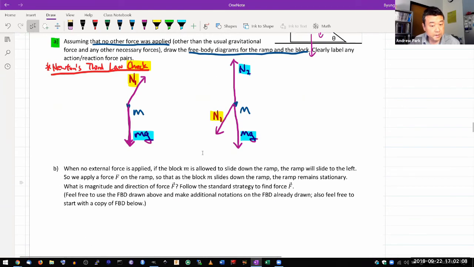So it says, when no external force is applied, the block M is allowed to slide down the ramp. The ramp will slide to the left. Right, what I was talking about. So we apply a force on the ramp so that as block M slides down the ramp, the ramp remains stationary. What is the magnitude and direction of force F? All right.